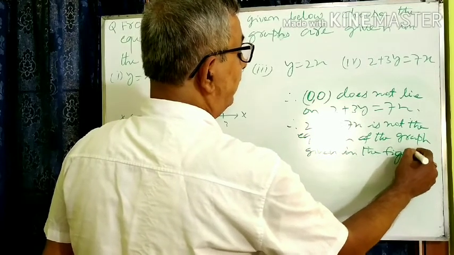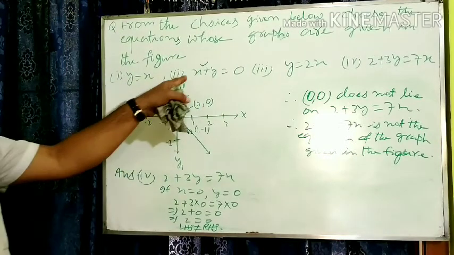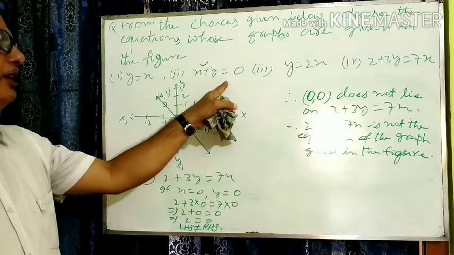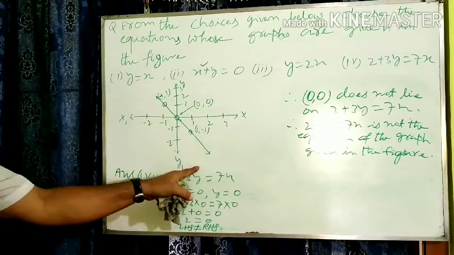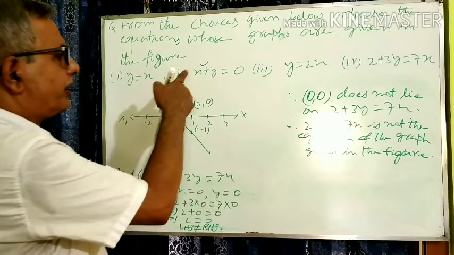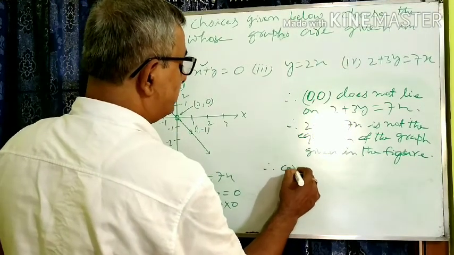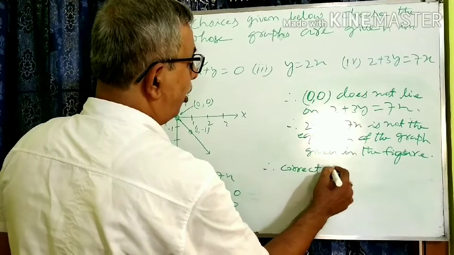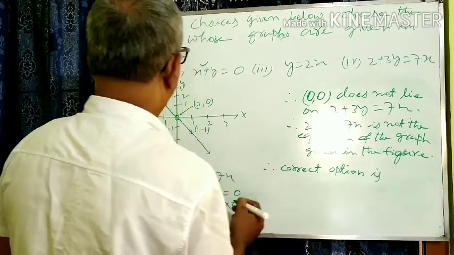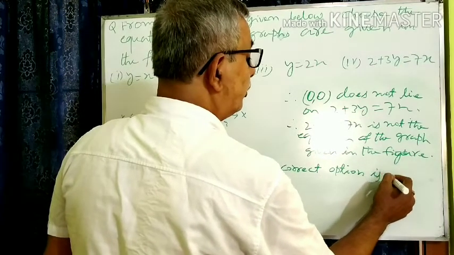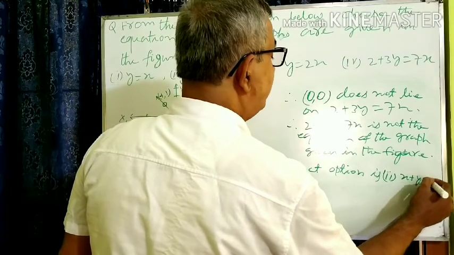My dear students, so you came to know that this is only the line, this is only the equation, which is the equation of the line given in the figure. So correct option is what? Therefore, in the last you write correct option is 2. What is in 2? X plus y is equal to 0.